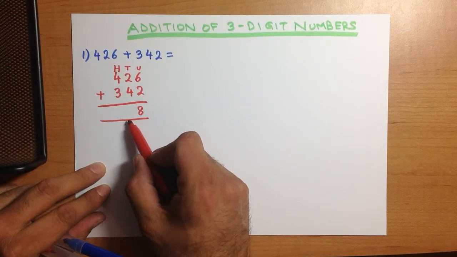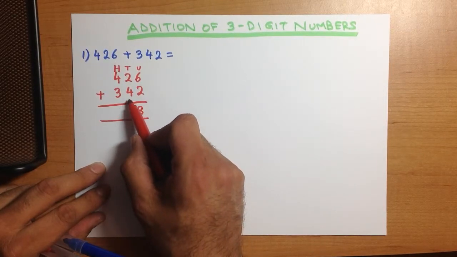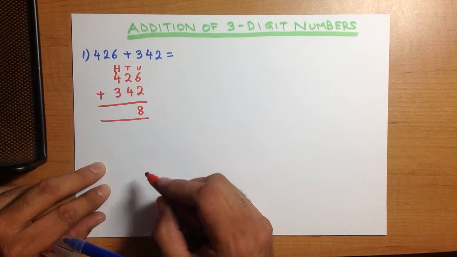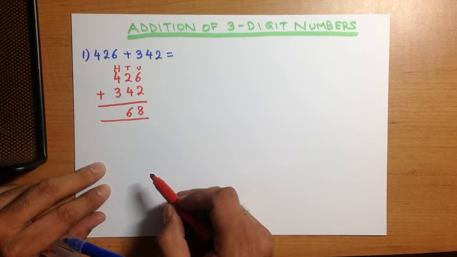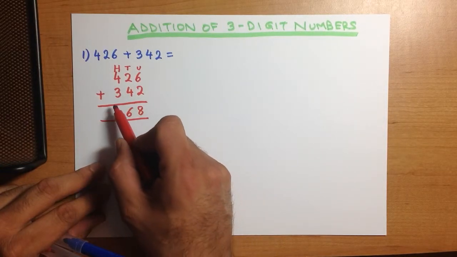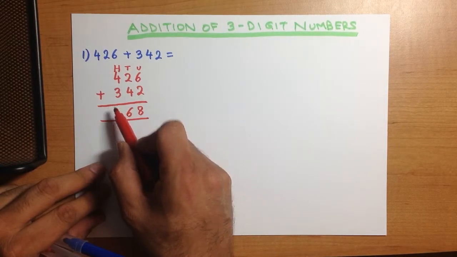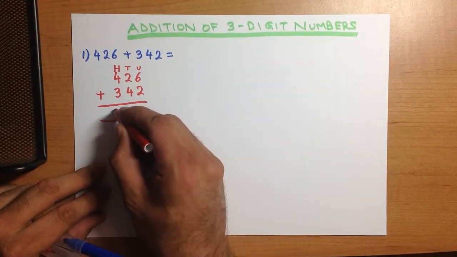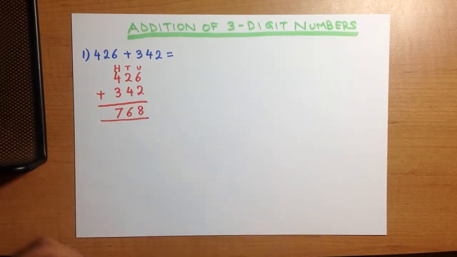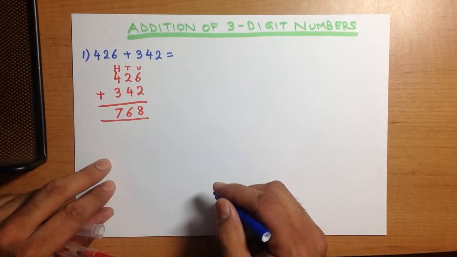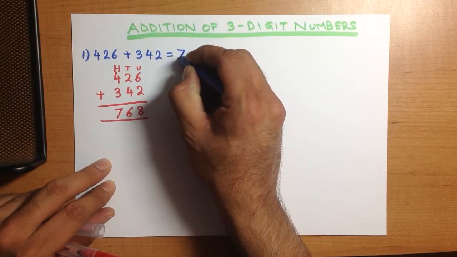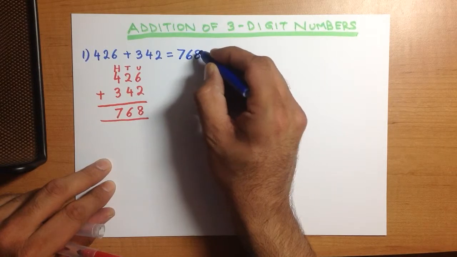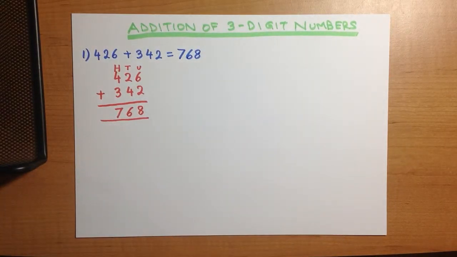Now we add the tens column. What is 2 plus 4? That's right, it is 6. And finally we add the hundreds column. What is 4 plus 3? That's right, it is 7. And we have our answer. 426 plus 342 is 768. Nice and easy.